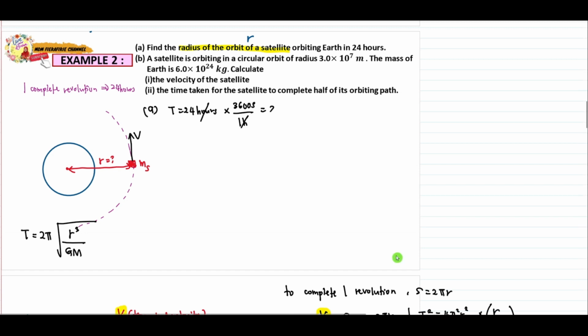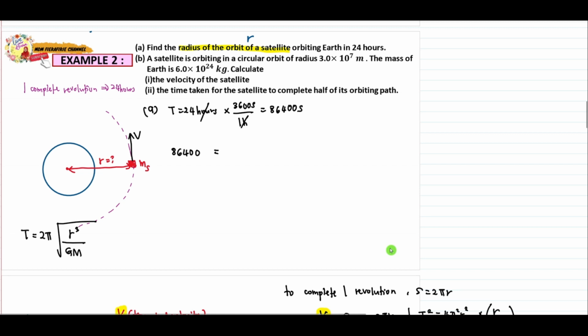So you will get 86,400 seconds. Okay, so now we want to find small r. What is the value of r? So now let's substitute the values in the T equation.